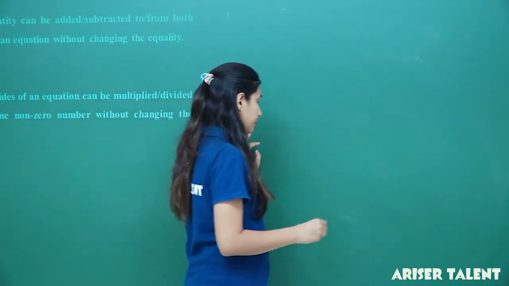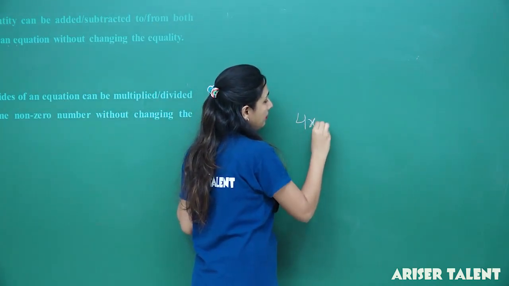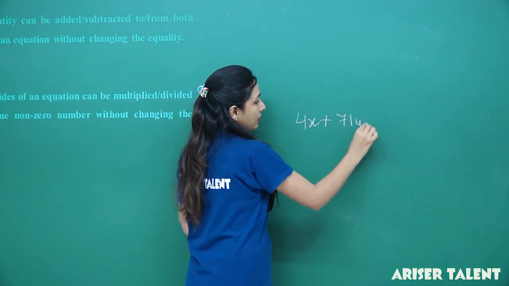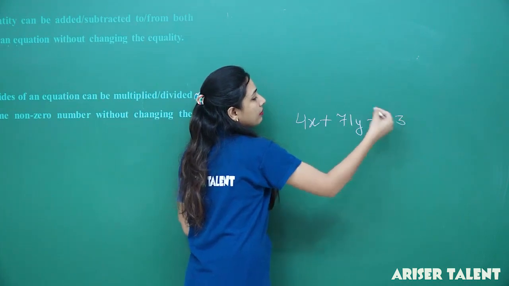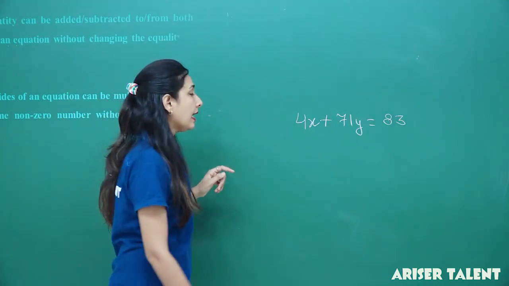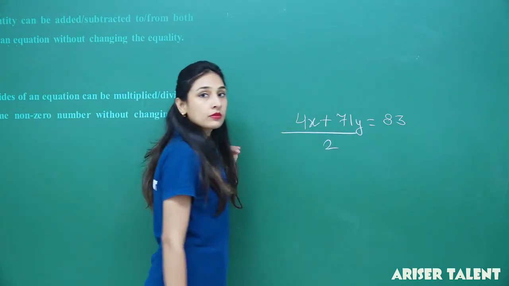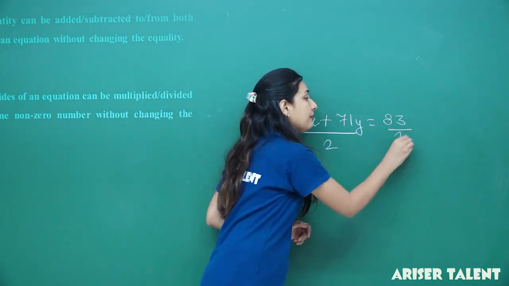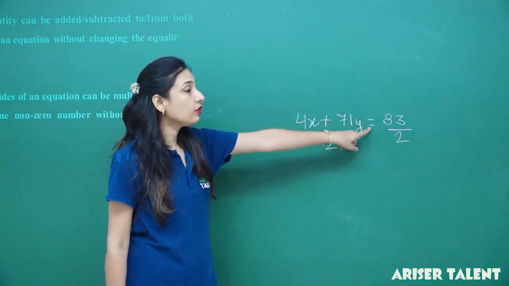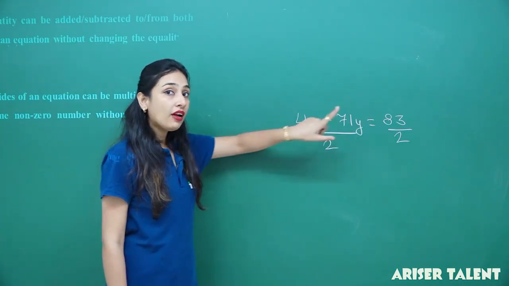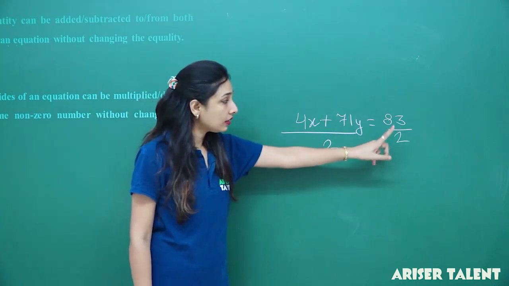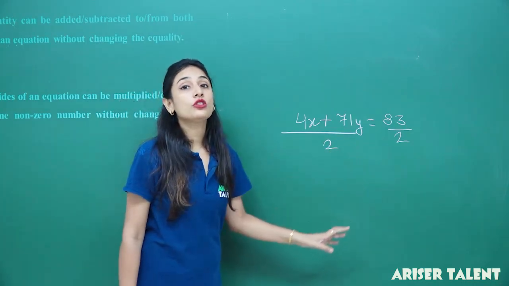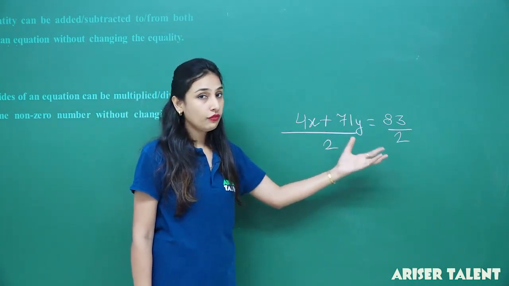Now what am I going to do? I have an equation 4x + 71y = 83. I will divide it by 2. The value will change. What I am going to do is divide it again by 2. Now the equal sign comes into the picture, because I have divided this complete equation by 2, this side by 2 and again this side by 2. That means the value will not change. This is balance, so the value will not change.